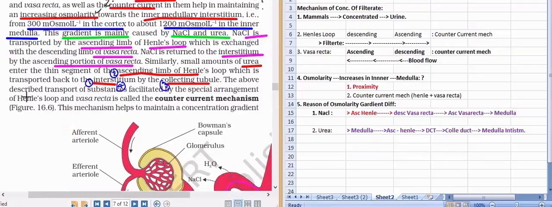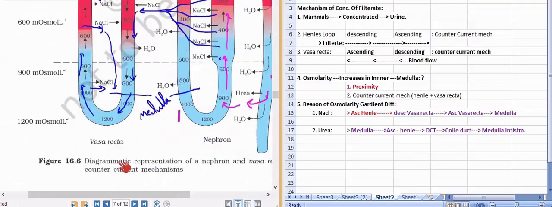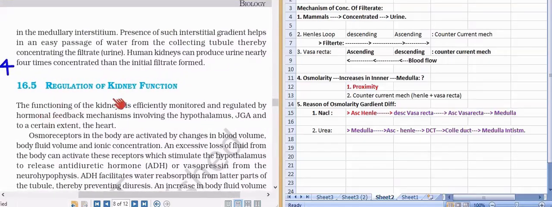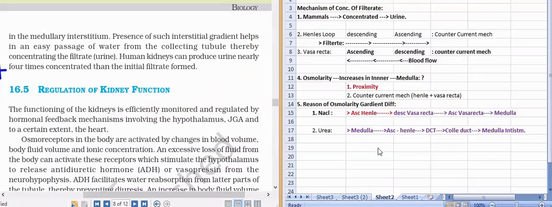The above described transport of substances is facilitated by the special arrangement of Henle's loop and vasa recta. Even these two are also in the counter current mechanism, not only their limbs, because of that it's happening easily. Next, this mechanism helps maintain a concentration gradient in the medulla. Because of this continuous movement and settling in the medulla, the gradient will be more. Gradient means a difference, high amount or low amount.